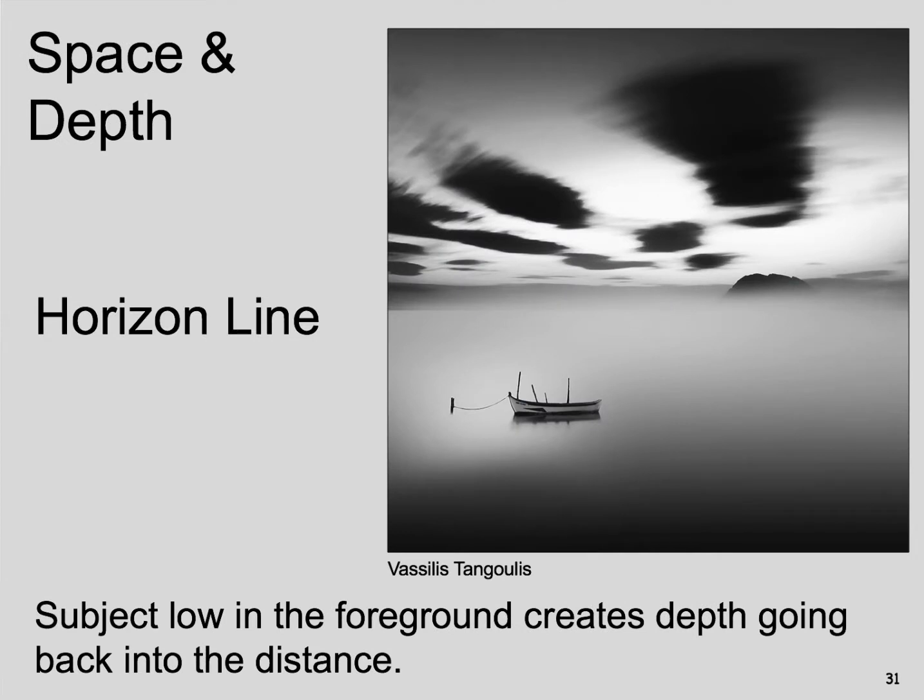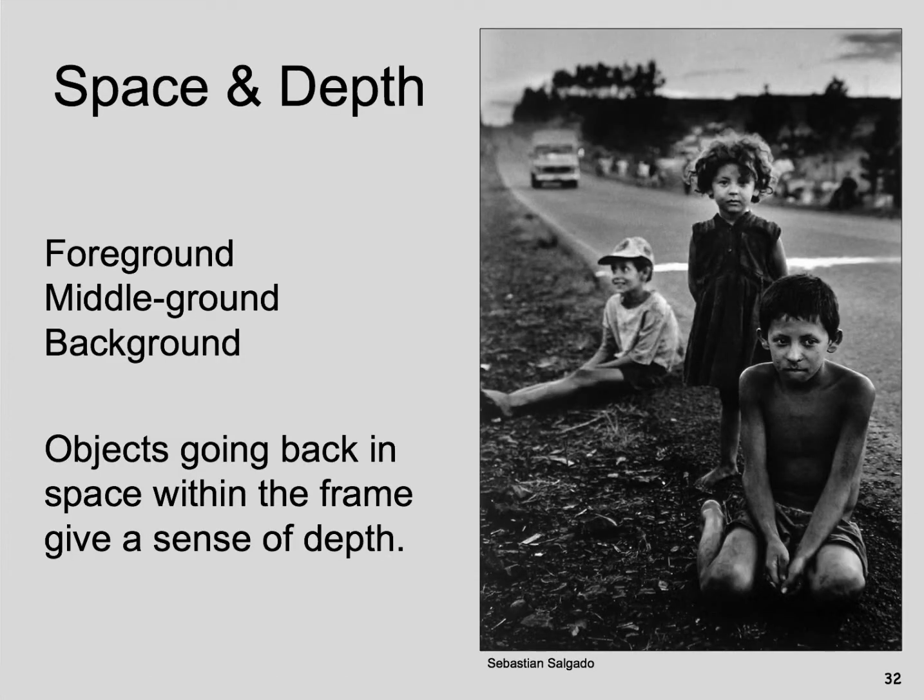So here we have the subject low in the foreground, and it creates depth beyond the subject, so going into the distance. When we stagger objects in the scene, you have a foreground object, a middle ground, a background going back, and that's another way to create space.